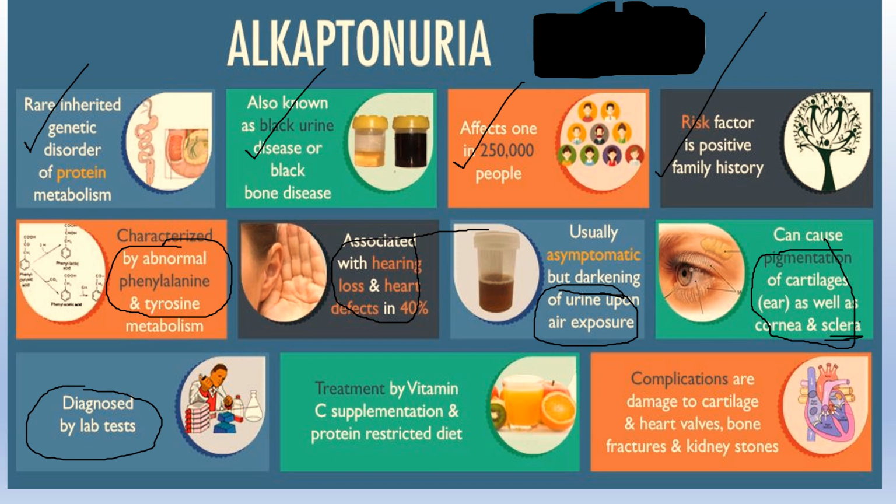And the treatment is usually by ascorbic acid supplementation and dietary restriction of phenylalanine and tyrosine. And this is something which I forgot to mention in the medical management of these patients. Complications include damage to cartilage, heart valves, bone fractures, and kidney stones, possibly due to accumulation of phenylalanine and HGA within the connective tissues of the body.